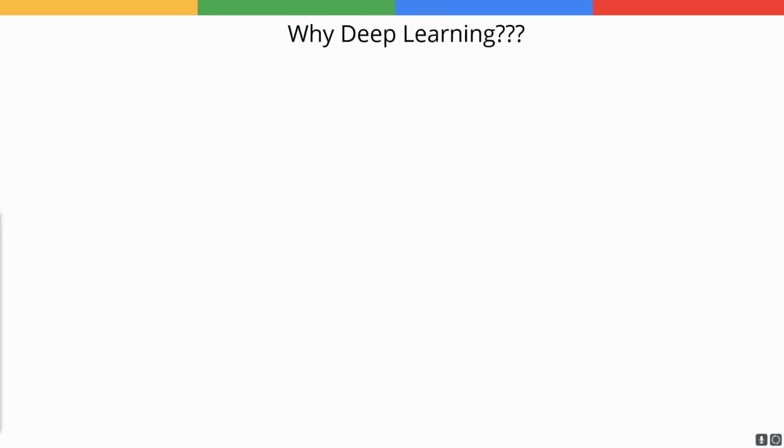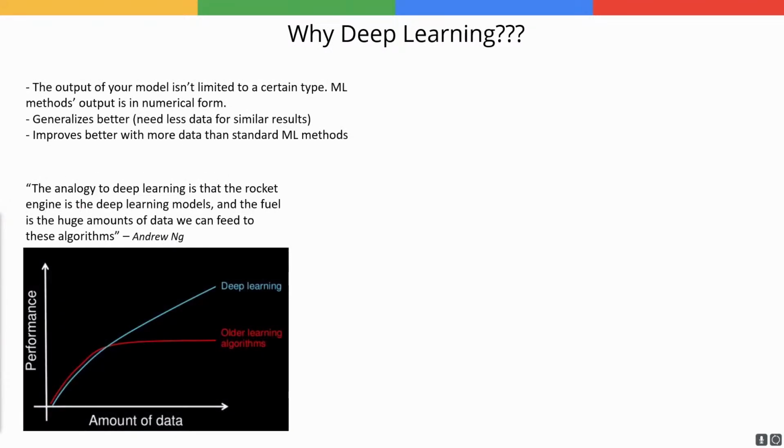So why use deep learning? Why not just use machine learning? With deep learning, your actual output of your model isn't limited to a certain form factor. Your model can output stuff like text, sound, images, and numbers as well, whereas machine learning models are limited to only numerical form. Deep learning also generalizes better with less data given and can learn the underlying patterns in the data better. On top of data, unlike machine learning methods, deep learning continues to grow with more data you provided.